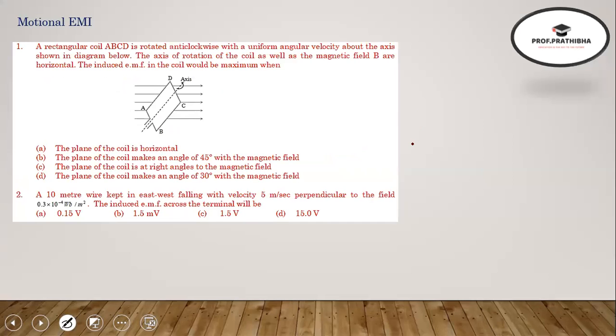Let's come to motional EMF and motional EMI. So what we completed today is the Faraday's and Lenz's law complete concept and short answers. I hope it is to some extent clear. The theoretical aspect of it has to be clear, because mathematical ones I'm sure that you will be able to do. Let's come to question number 1 of the motional EMI section.